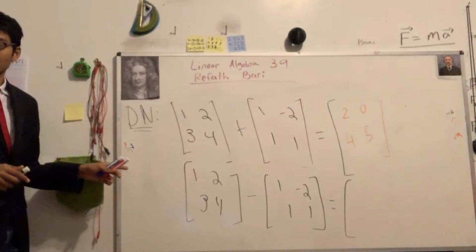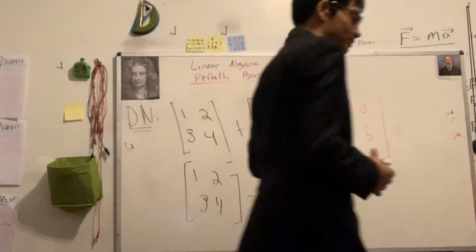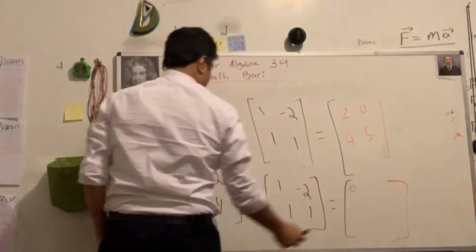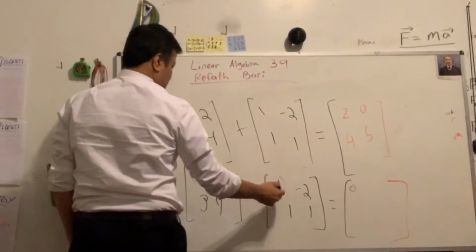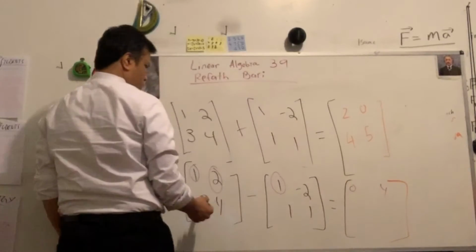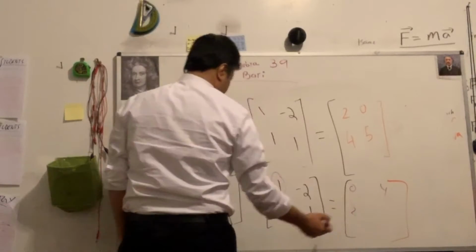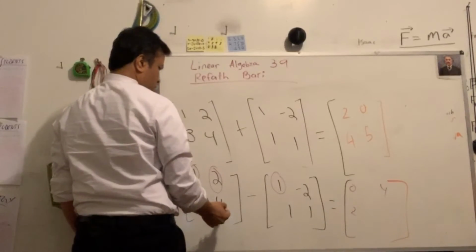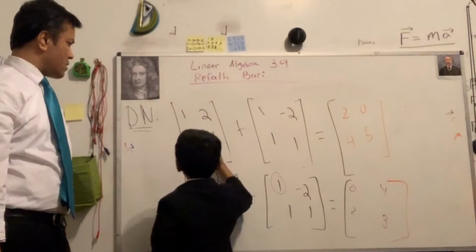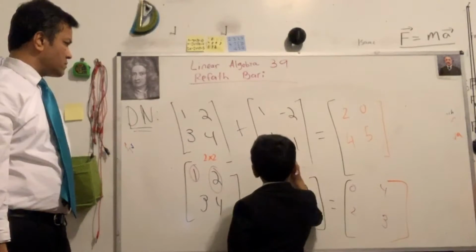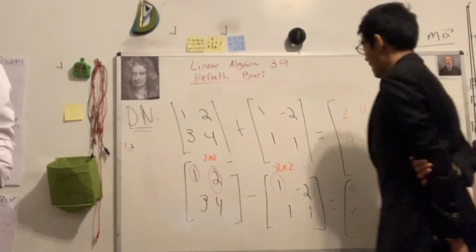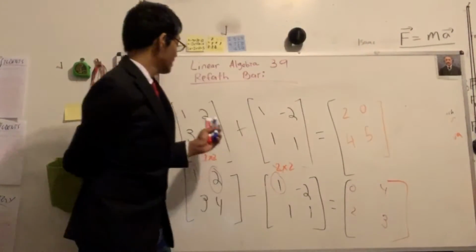Alex, do you want to share this? 1 minus 1 is 0. 1 minus 1 is 0. 2 minus 2 is 4. 3 minus 1 is 2. 4 minus 1 is 3. Wait a second. Still make it 2 by 2. So let's see, 1 and 1, 2.